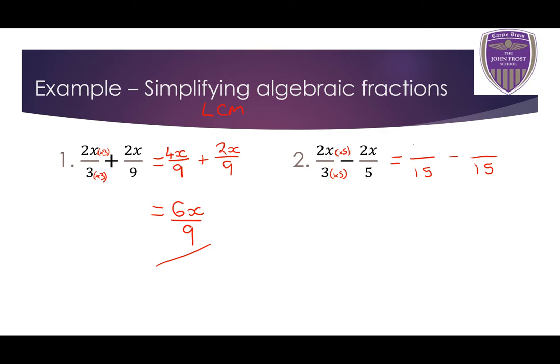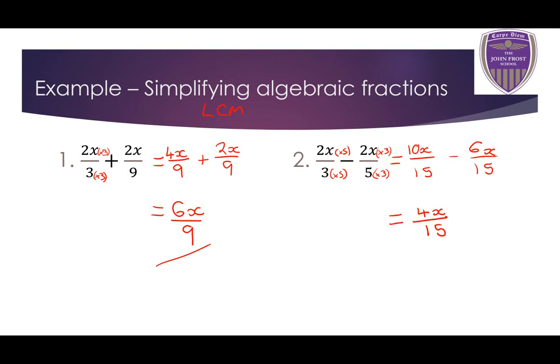Therefore, 2x times 5 will be 10x. Now, what about 2x over 5? What do I have to multiply 5 by to get 15? Well, I have to multiply it by 3. Whatever I times the bottom by, I have to times the top by. So 2x times 3 is going to be 6x. Collect the terms, 10x over 15, take away 6x over 15. Because the denominators are the same, I will end up with 4x over 15. Okay?